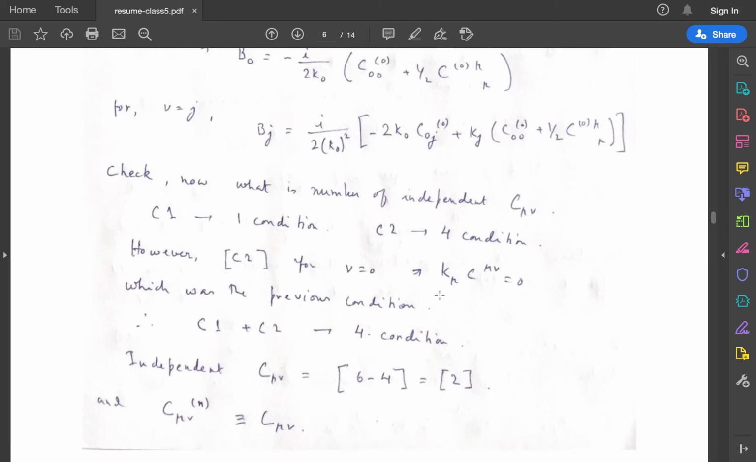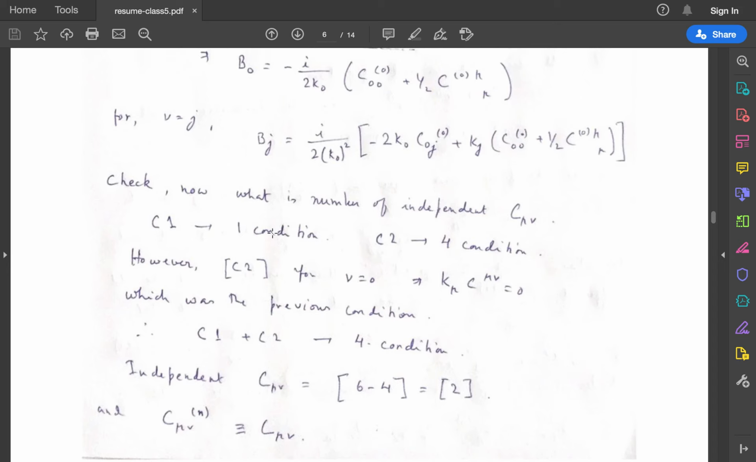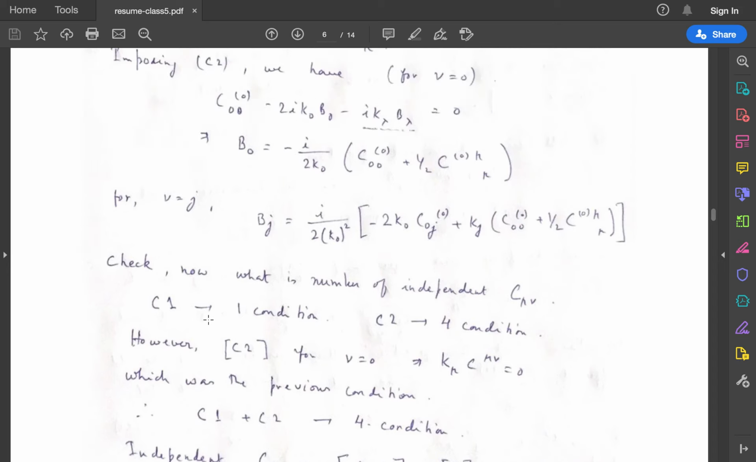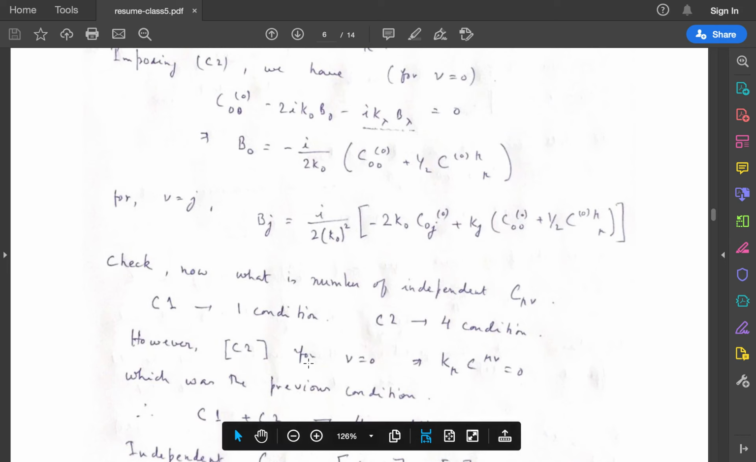So the c1 condition is a single condition, because it is the diagonal one, and it is some single equation. However, c2 has four conditions, so we have five conditions in total. However, remember that the c2 for nu equal to 0 is nothing but the old condition that we got back. You can check that. So this doesn't give me any new conditions. So our total conditions, c1 plus c2, is 4.